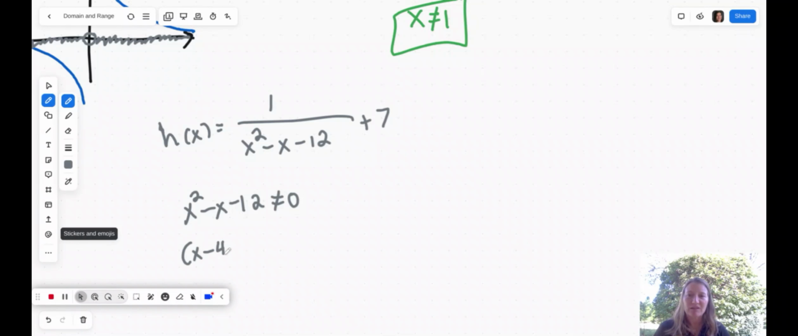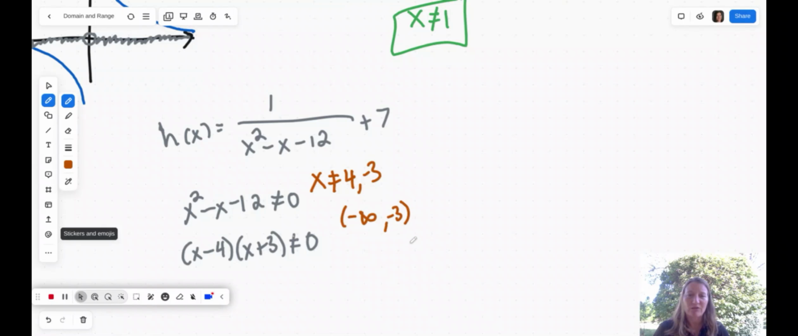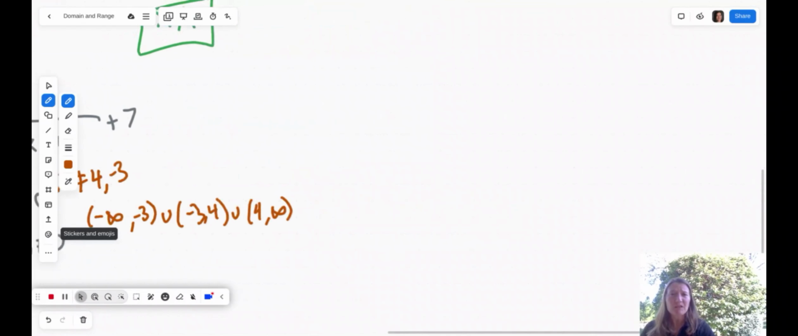Hopefully your algebra senses are tingling here and you realize we're going to have to do some factoring. And in this case, my domain would be x cannot equal 4 or negative 3. If I was going to write that in interval notation, I'd go negative infinity to negative 3, to 4, and 4 to infinity. Sweet. Just take whatever's in the bottom and make sure it doesn't equal 0.